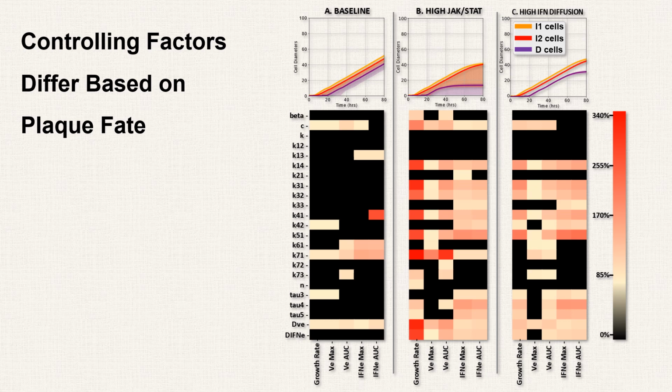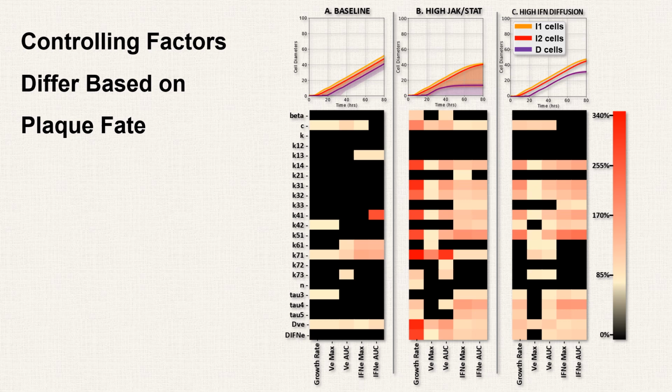Statistical significance of the change in each metric from their nominal values was determined using a student's t-test. Black squares don't have a statistically significant change. The top row shows the cell state progression of a plaque growth assay under each regime to give you an idea of what regime the results are in.